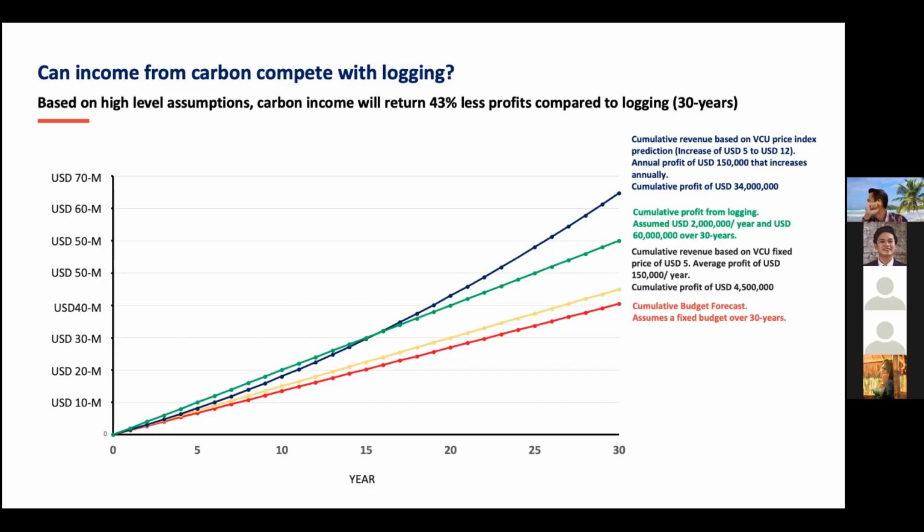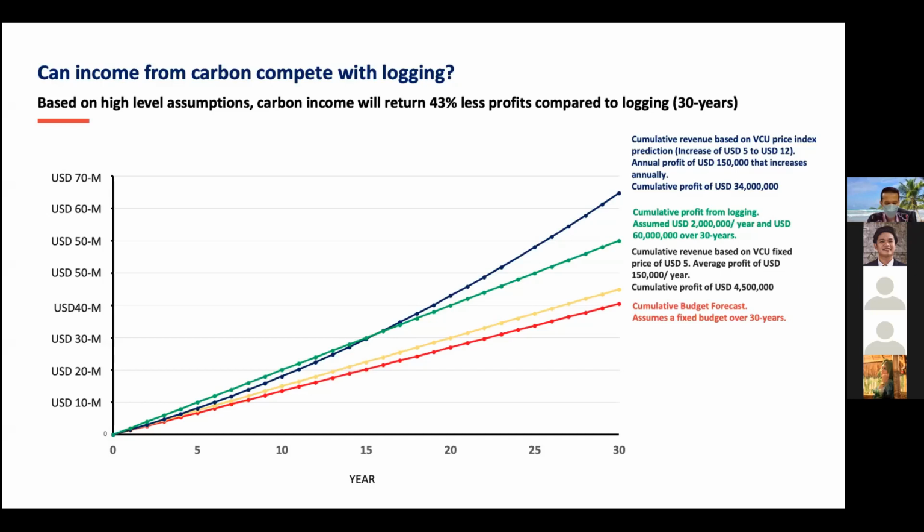Again, this is just based on an avoided logging scenario, based on this projection of 5 USD per ton to 12 USD per ton. The other projections say maybe 40 USD per ton. I wanted to be more conservative today and just show general trends based on the highest possible budget and lowest possible assumption for hasil kutipan from carbon credit.